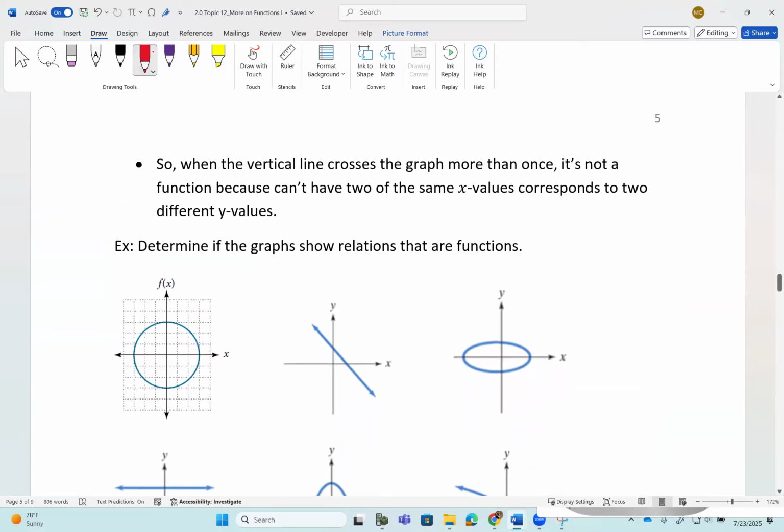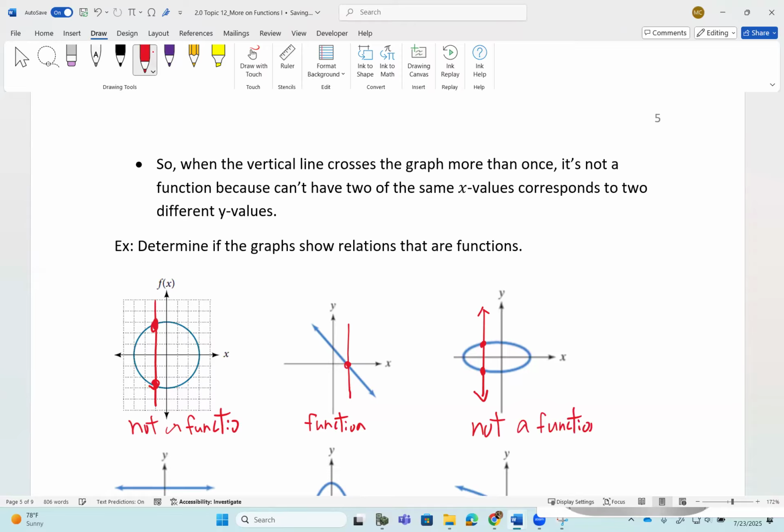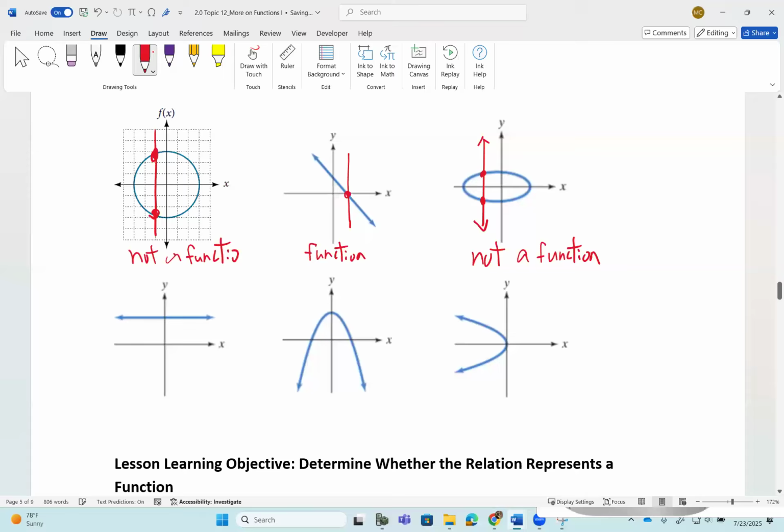So looking at this circle graph, right? If I draw a vertical line through it, at this point and this point, the two x values are exactly the same. So that's not a function. All right, a straight line is a linear function, so it is a function because the vertical line test only crosses one time. All right, ellipse, draw a vertical line through it. These 2 points, right? Got two of the same x value, not a function. Horizontal line is a function. It's actually called a constant function later on.